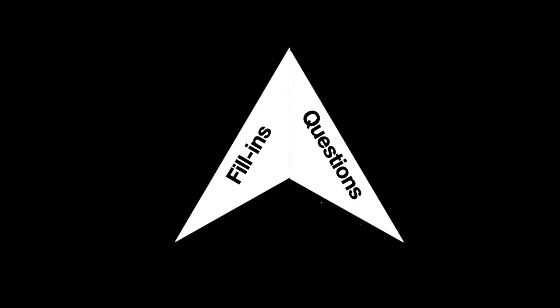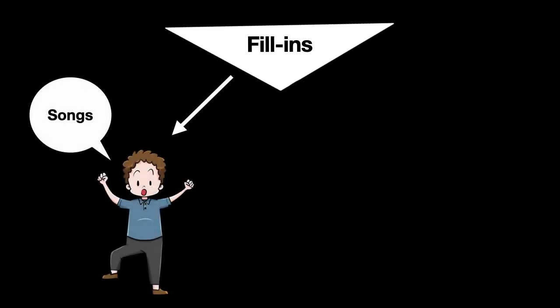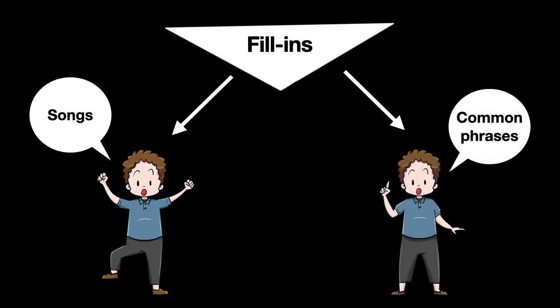Although there are many ways you can respond to someone else's communication, we are going to talk about the most common 3 categories: fill-ins, questions, and conversations. Fill-ins are usually the easiest verbal response to learn and the most fun. A fill-in occurs when you start saying something and your child finishes what you are saying. This response can be from songs or common phrases.